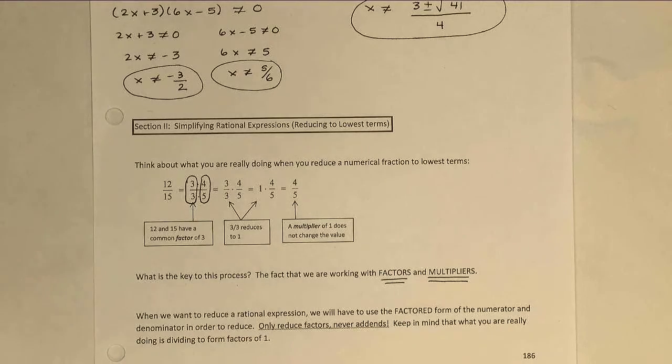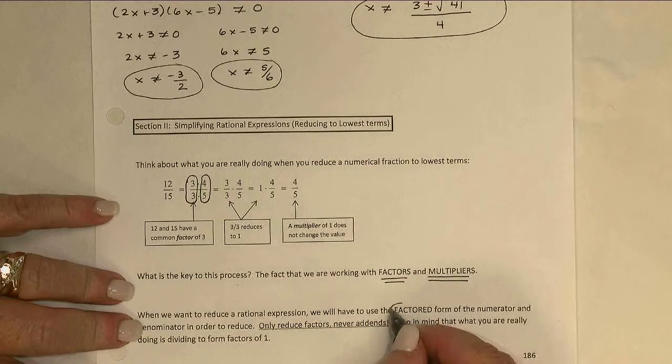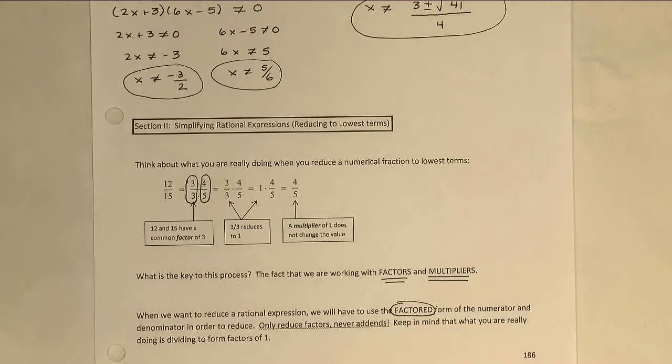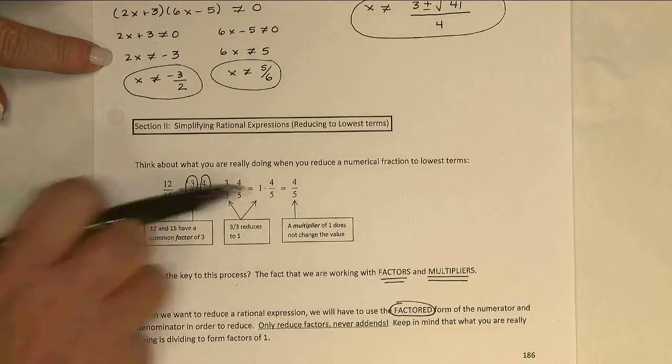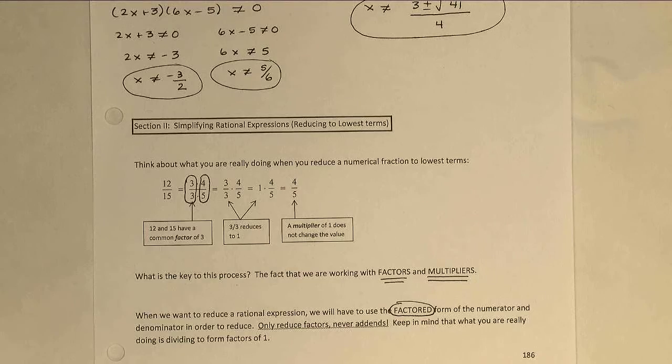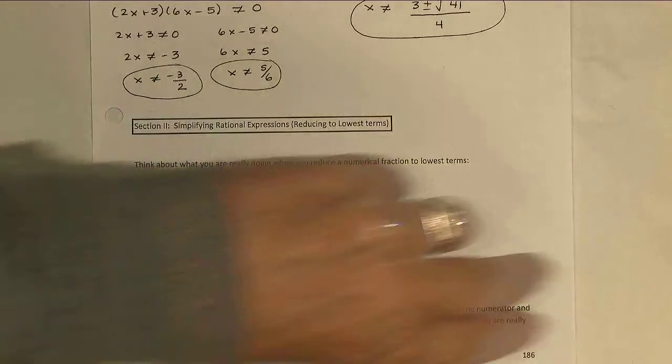That's going to remain true when we look at algebraic fractions. We will have to use the factored form of both the numerator and the denominator. Once we have the factored form, we'll look for things like this that we can reduce to factors of 1, just like we did with the numerical fractions. Let's give this a try.